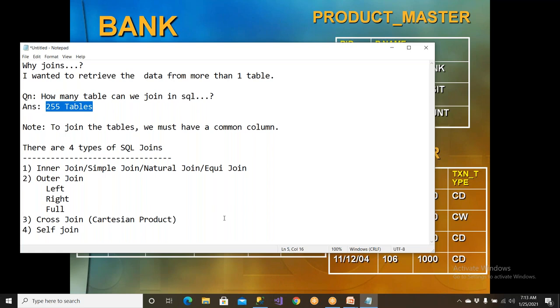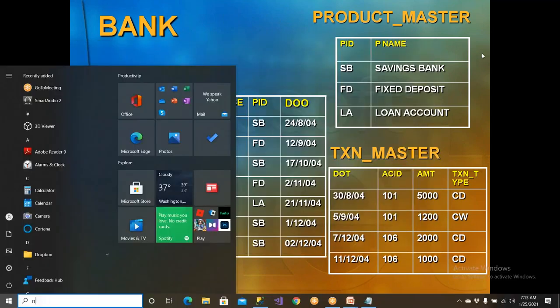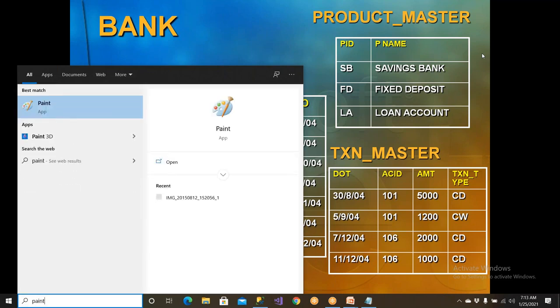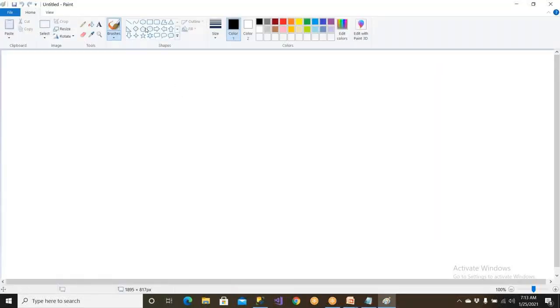To use joins, what should you have? To join the tables, we must have a common column. That is very, very important. Now, let us understand what this is all about. What is the inner join? What is the outer join? It is very easy to understand.